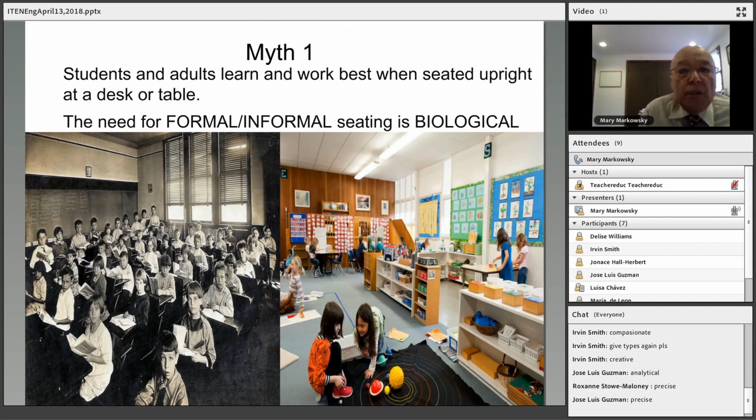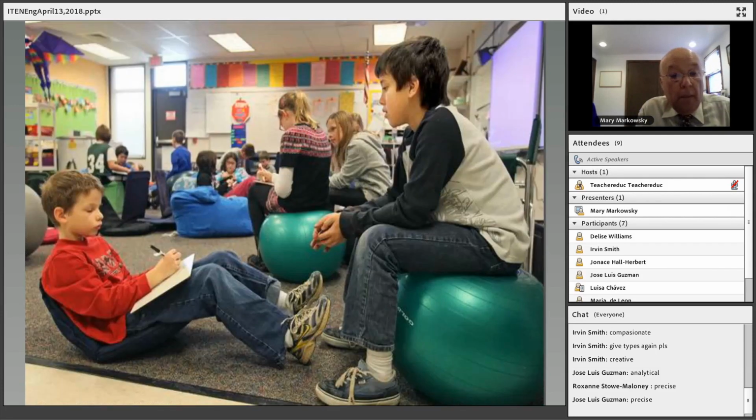Myth 1. Students and adults learn and work best when seated upright at a desk or table. The need for formal and informal seating is biological. The picture on the left is a traditional classroom. In the picture on the right, they're all over the classroom, on the floor, sitting at tables, standing up. That's how students in the 21st century work, and usually, when they have good grades and no discipline problems, it can be done and it works.